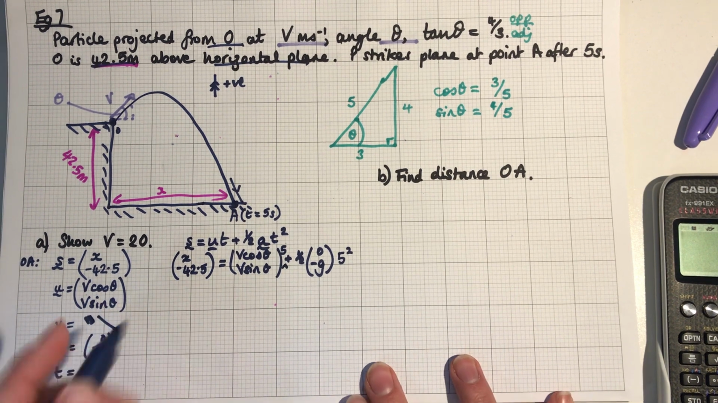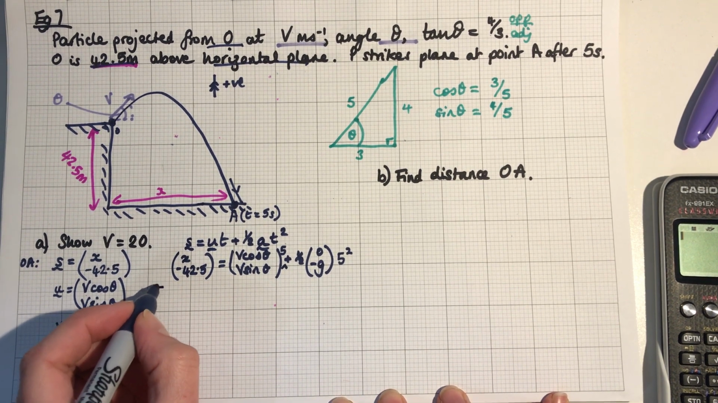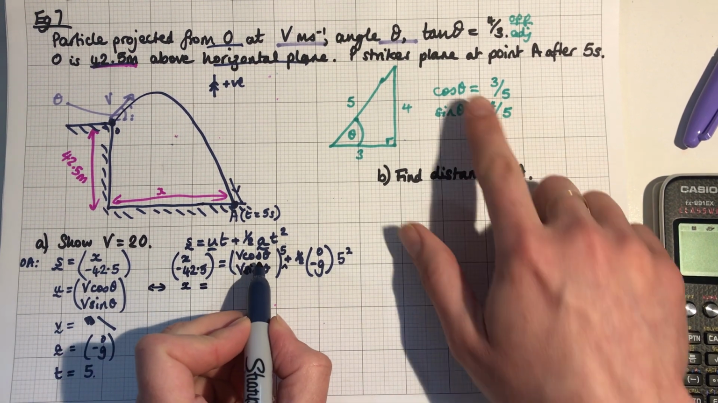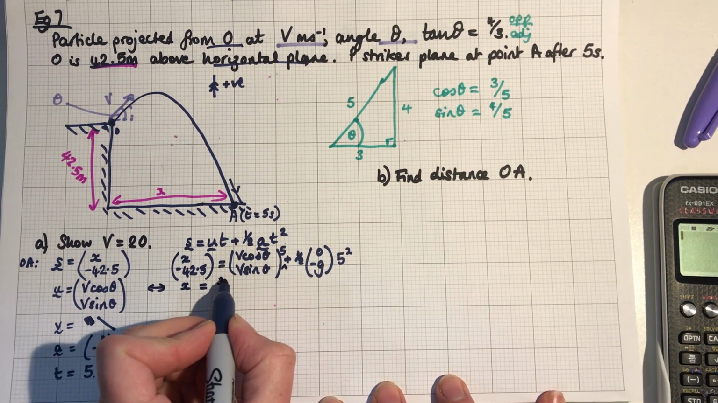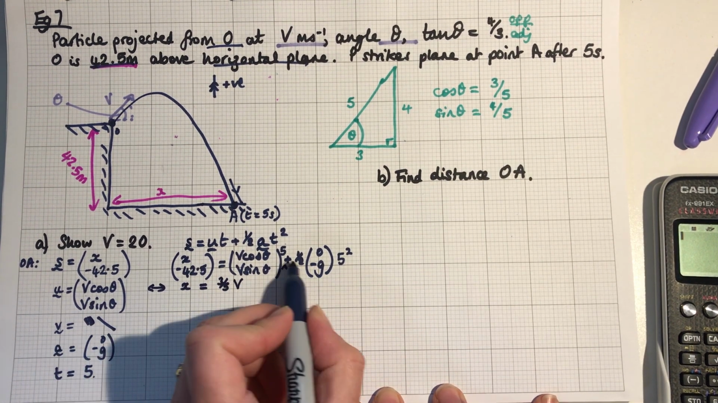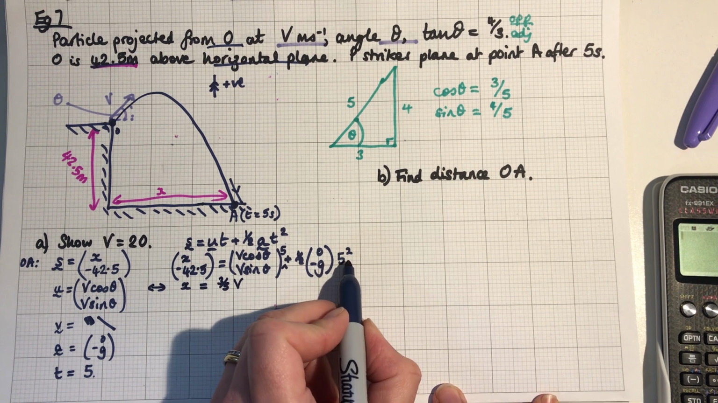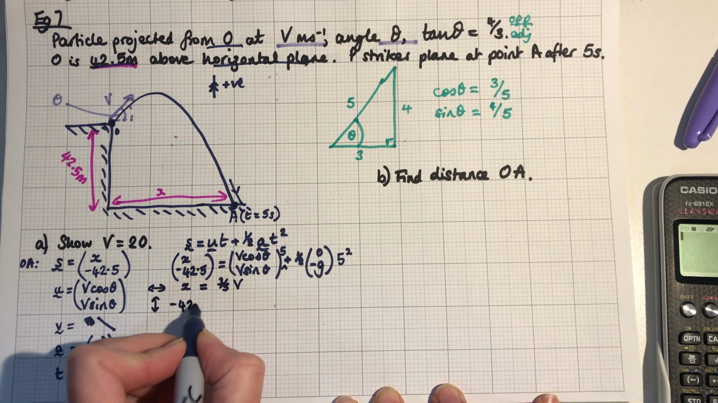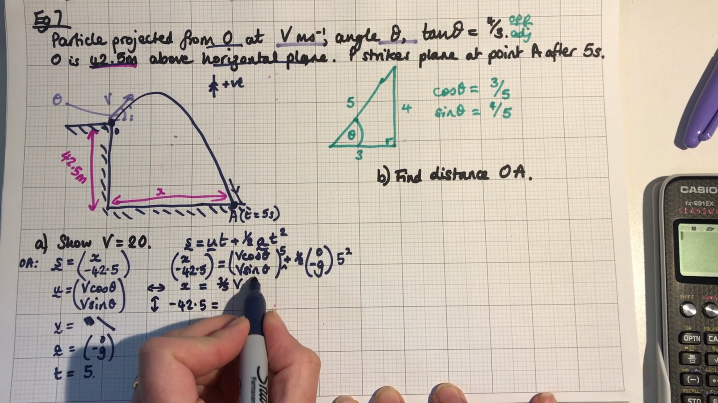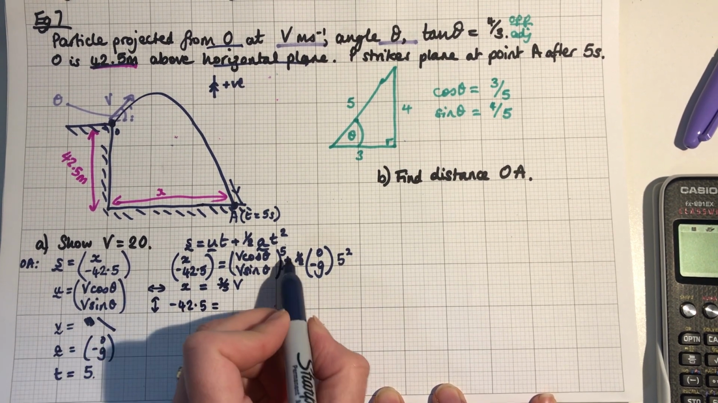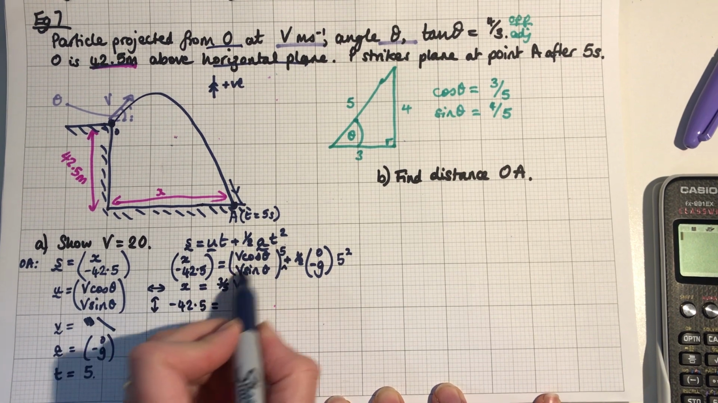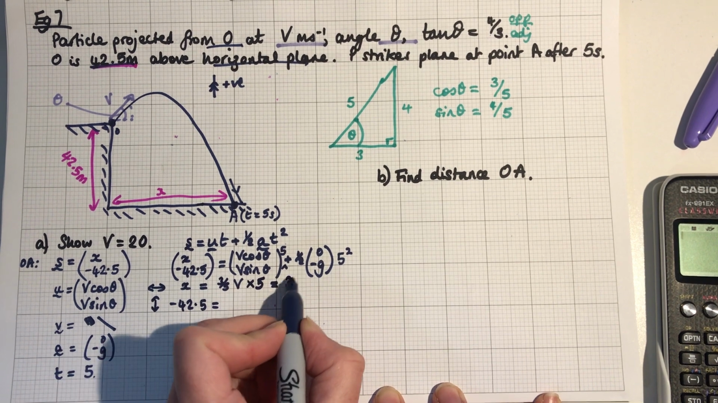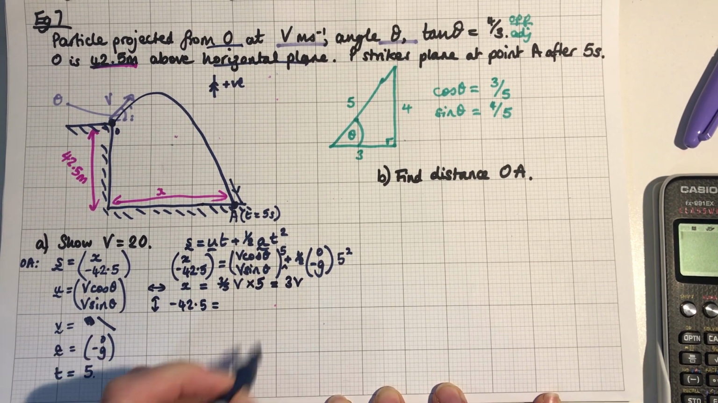So let's write out both equations this time. Horizontally, we've got x equals cos theta is 3/5, so that's 3/5 v plus half times 0 times 5 squared, so that's just 0. And vertically, we've got minus 42.5 equals, actually no, I've done it again. I missed out the 5. V times 3/5 is the 3/5 v times 5. So that's just going to be 3v, because the divide by 5 and the times 5 cancel each other out.